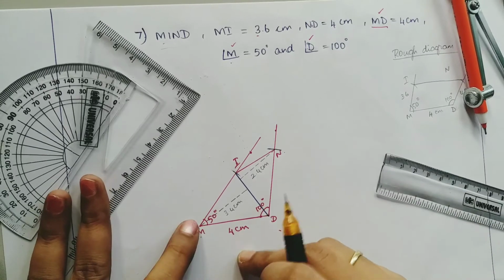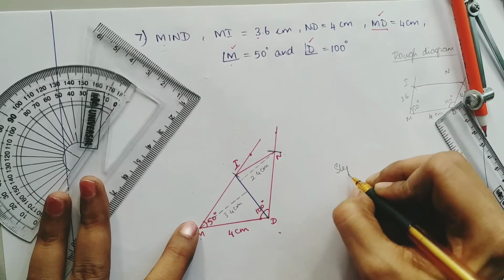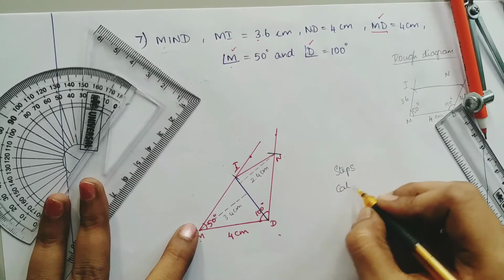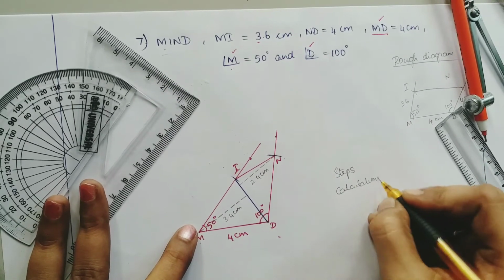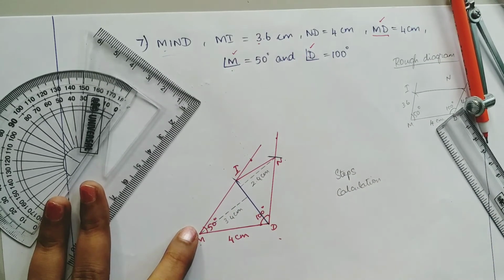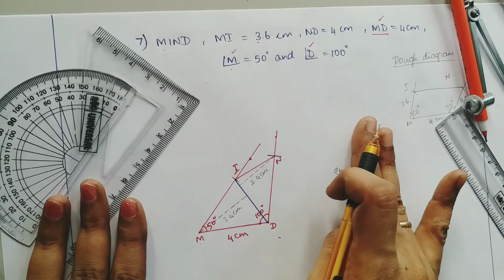Okay, and what is the next step? You have to write down the steps. After that, calculation of area using the values H1 and H2. Clear, children? This is how we will draw the seventh sum.